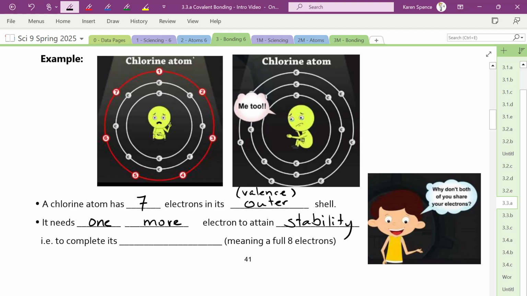In other words, to complete its, and here's a new word, octet. Do you guys know the meaning of the prefix oct? 8. Okay, so if you have an octet, you have 8 electrons. Okay, on to page 42.